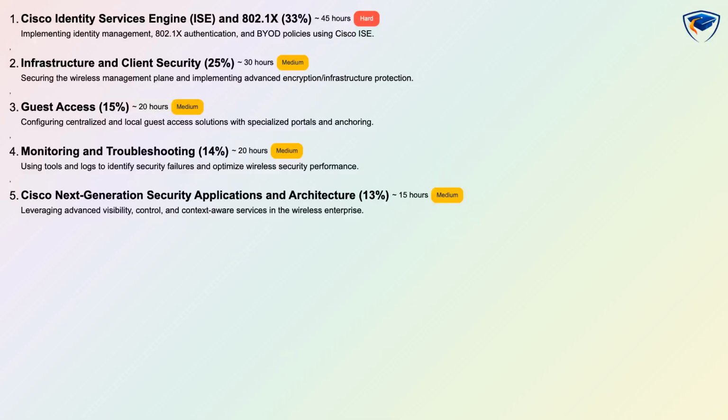Cisco Identity Services Engine and 802.1x is 33%. Infrastructure and Client Security is 25%. Guest Access is 15%. Monitoring and Troubleshooting is 14%. And Cisco Next Generation Security Applications and Architecture is 13%.